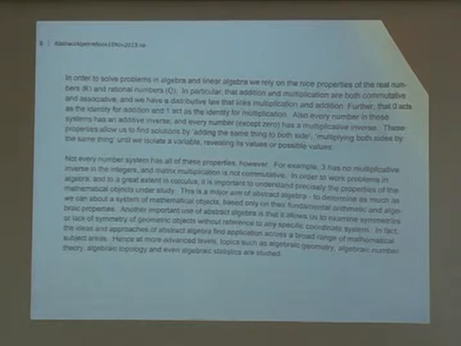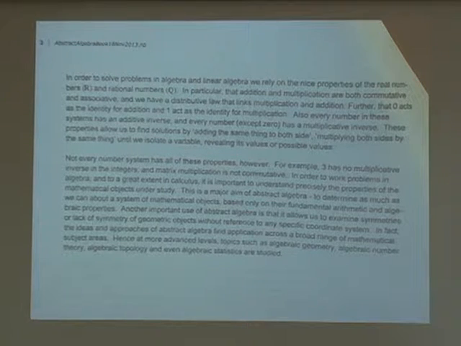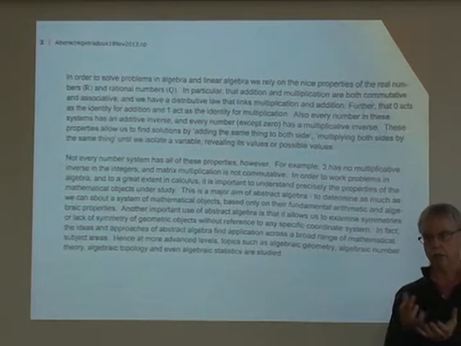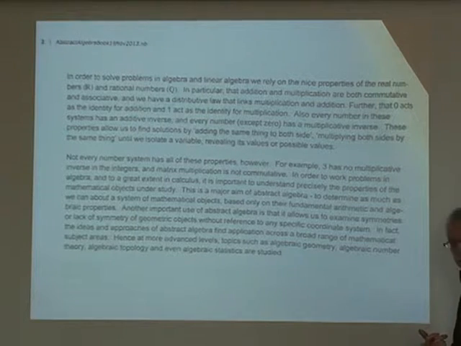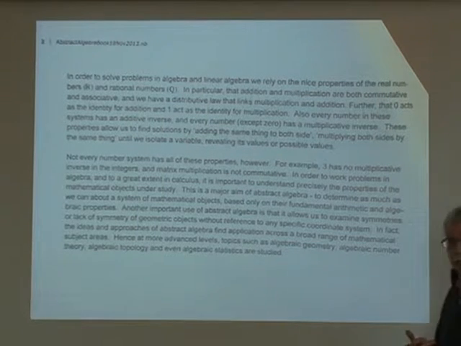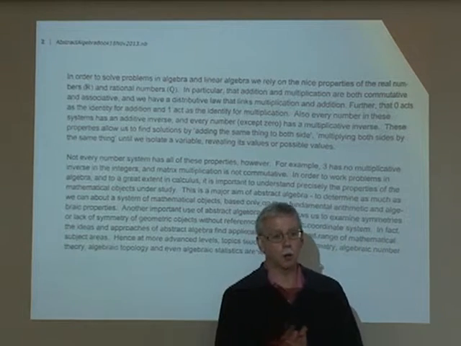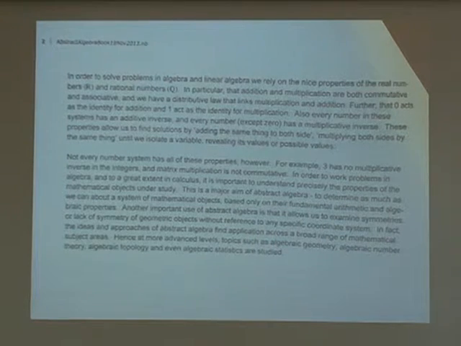You know what a field is. Addition, multiplication, commutative, and associative. We have a distributive law that links the two. We have identities for both addition and multiplication. And every number has an additive inverse, and every number but zero has a multiplicative inverse. These are precisely the field properties that let us solve equations.